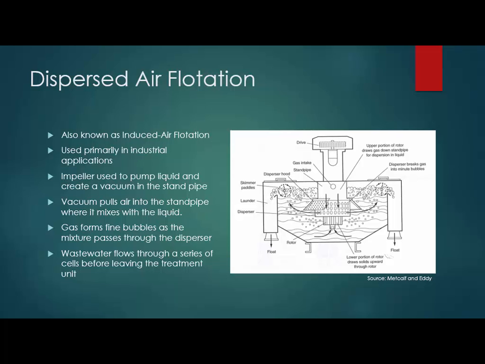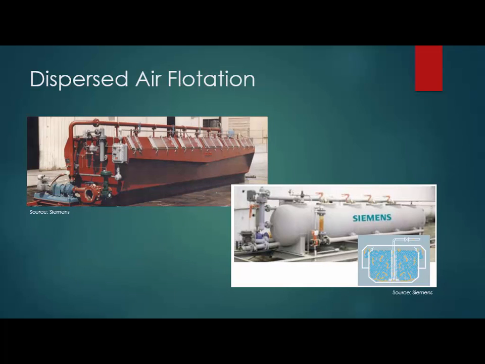Also in this process, from what I understand, there are typically a series of cells that the wastewater will flow through of a similar process before leaving the treatment unit. Now here are a couple of examples that I was able to find from Siemens of dispersed air flotation tanks or dispersed air flotation units. This one up here, it appears as if, based on these hatches, that these are the different cells in the unit. Here's another example down here, and you can see a little cross section here in the corner, which looks very similar to the example in the text.